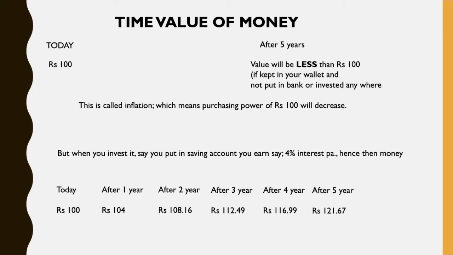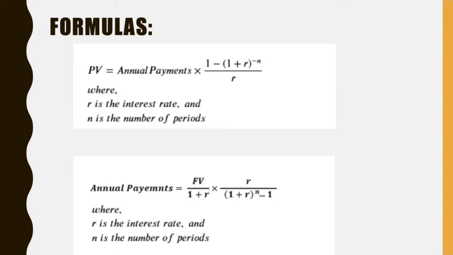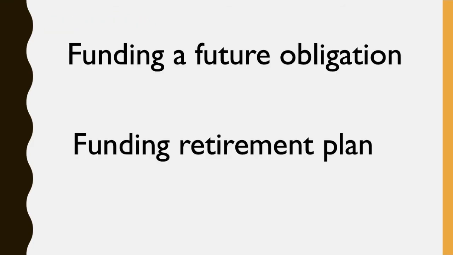Based on this concept, we will talk about how we can plan to fund a future obligation or to fund our retirement. The basic formula I will be using in the background is this. But since I will be doing it in Excel, I will be using the Excel functions. In the background, this is what will be happening. PV is present value, R is the rate of interest, and N is the number of periods. You don't need to memorize this formula because we will do the whole thing with Excel functions and it will be very easy. So be with me till the end of the video and we will see how we can plan funding a future obligation and our retirement plan.